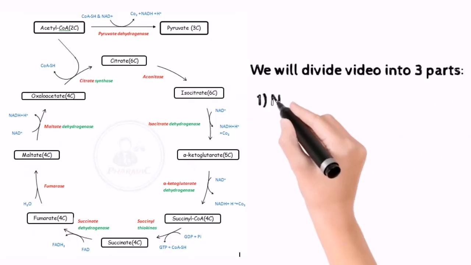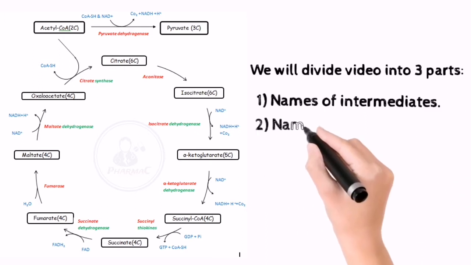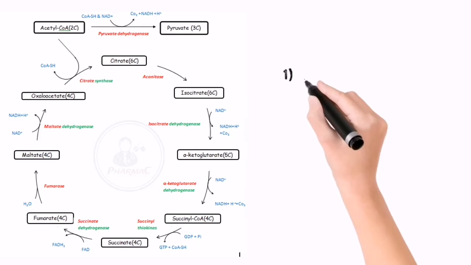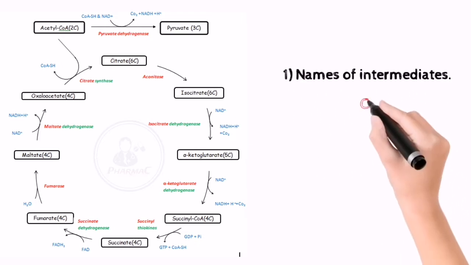We will divide the whole video into three parts. First, name of intermediates. Second, name of enzymes. And third, byproducts. First, name of intermediates.